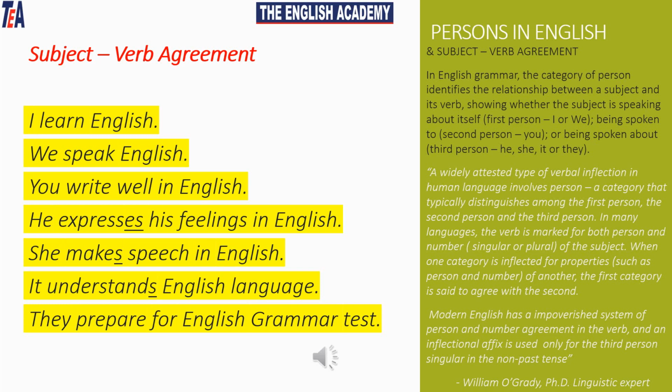From these examples, you can notice that when a third person singular subject, he, she, it, comes, the verb in its first form is added with s or es. Add es if the verb ends with a vowel sound, and add s if the verb ends with a consonant sound.